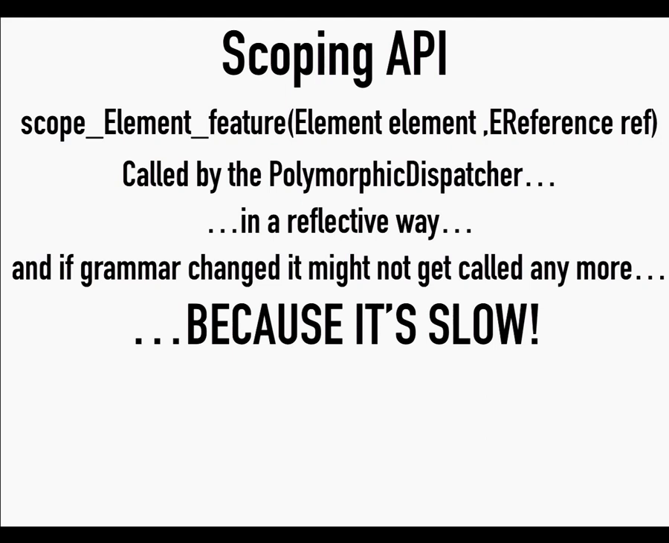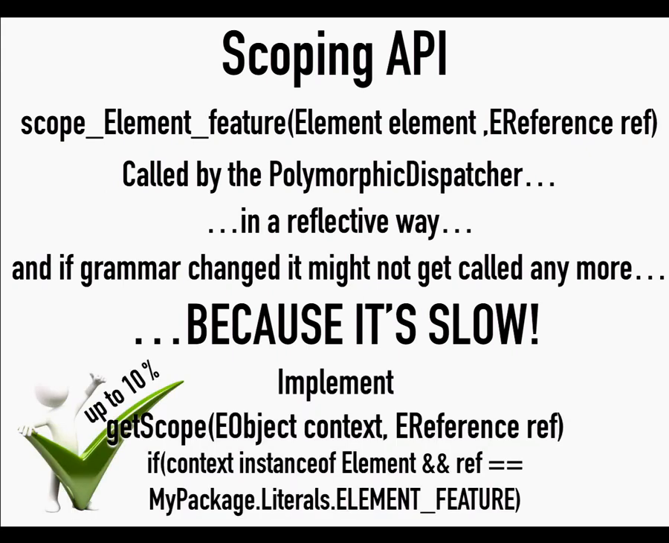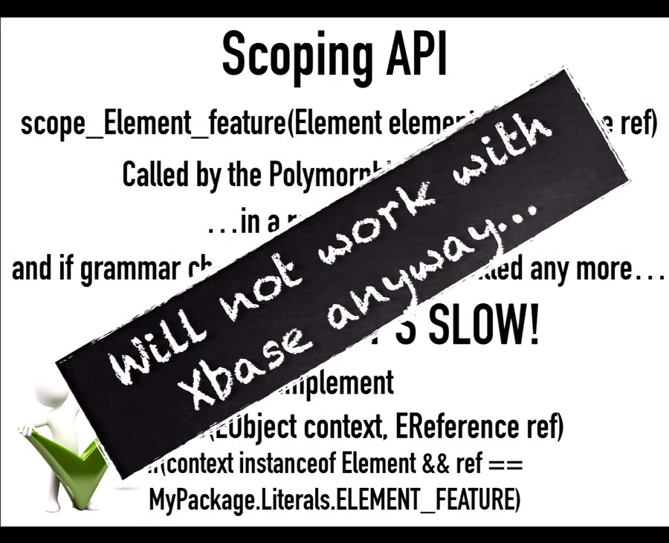Recently in a project, we changed that from the reflective way to an explicit way, and that made around 10%. So please override getScope and do it explicitly. Don't use the API anymore. Because if you change your grammar to Xbase, it will not work anyway, because Xbase itself does not inherit from the implementation that makes that magic happen. So sometimes people are confused. They switch to Xbase and nothing works anymore.